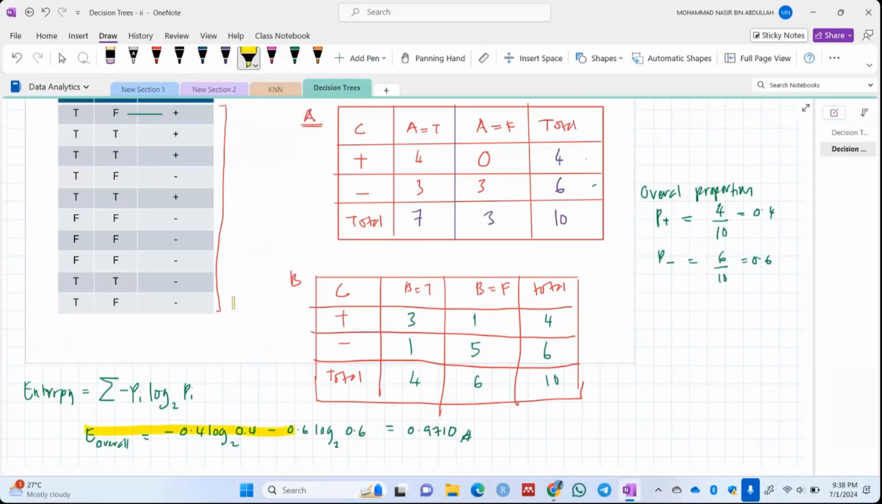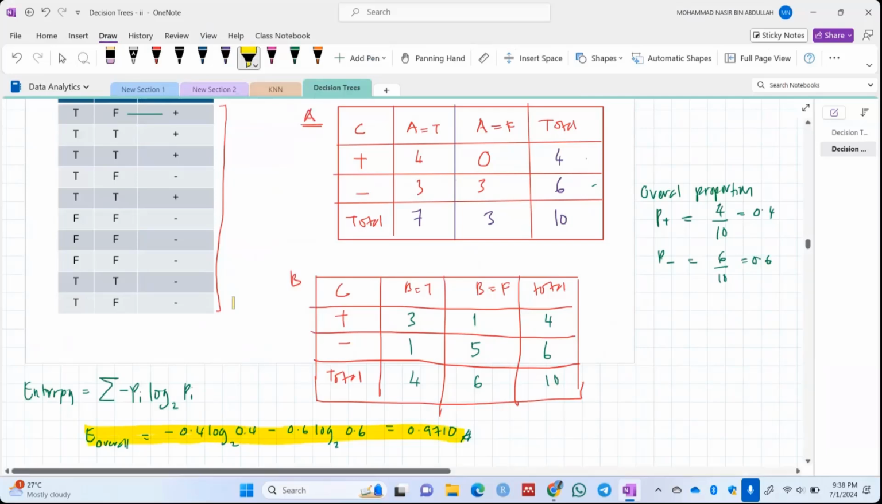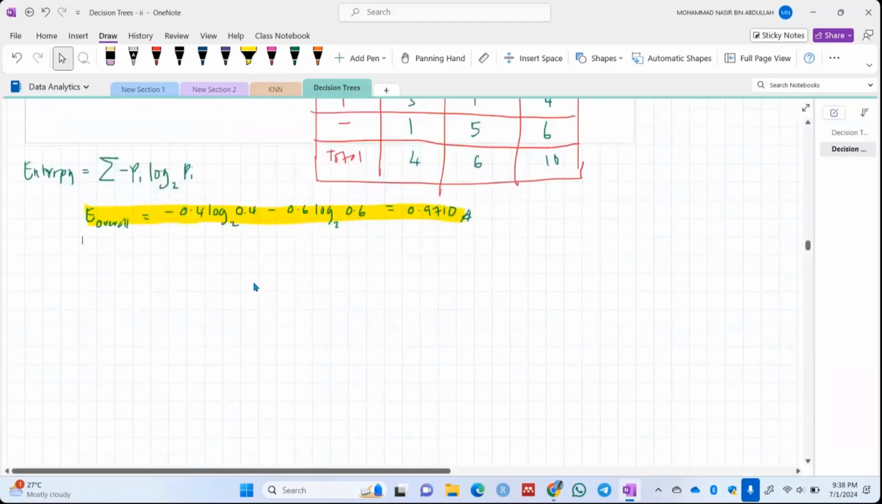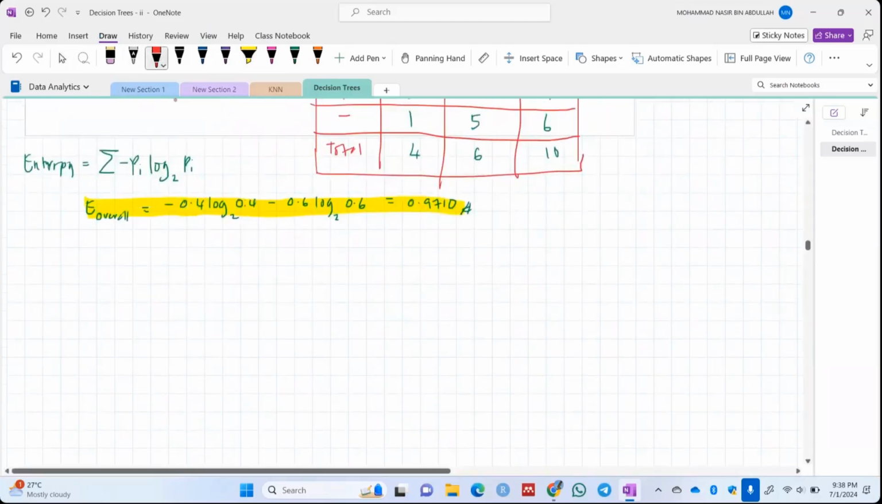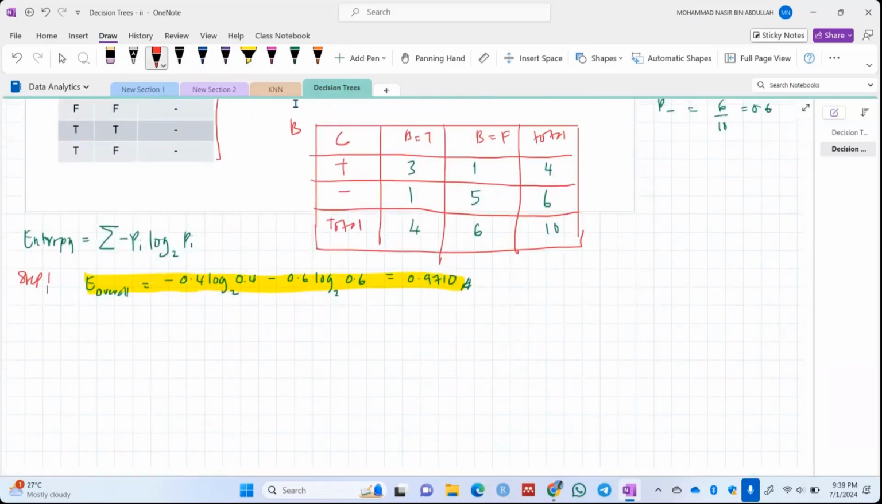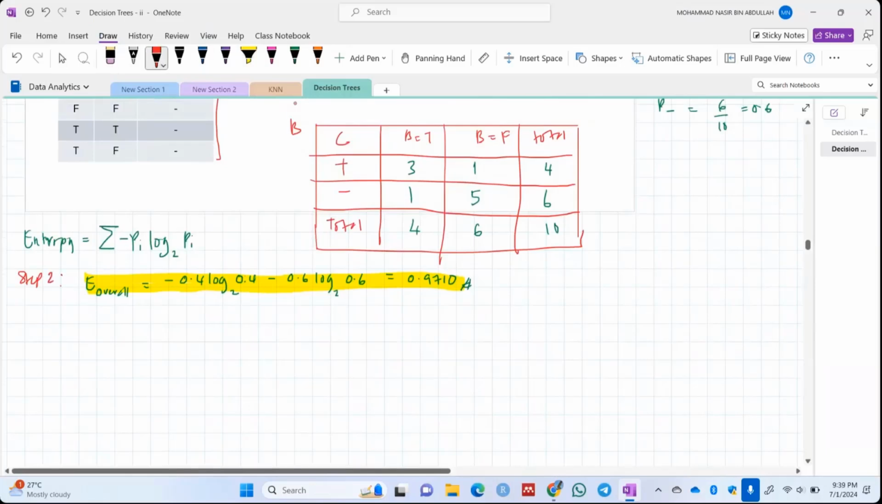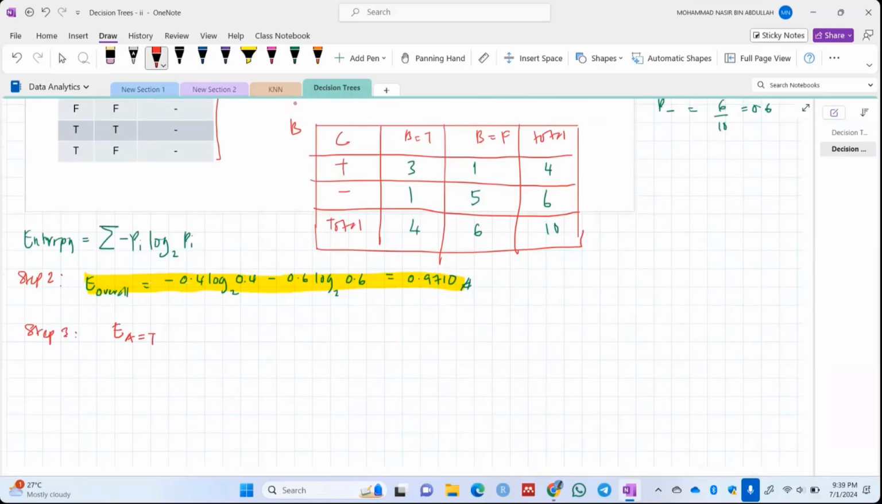This is the same procedure, same step as we do in regression tree. Remember, in regression tree we compute overall standard deviation first, right? And then we compute individual standard deviation. Now, this is step number 1, this is step number 2. Step number 3: compute entropy for A. Entropy A equal to true and entropy A equal to false.